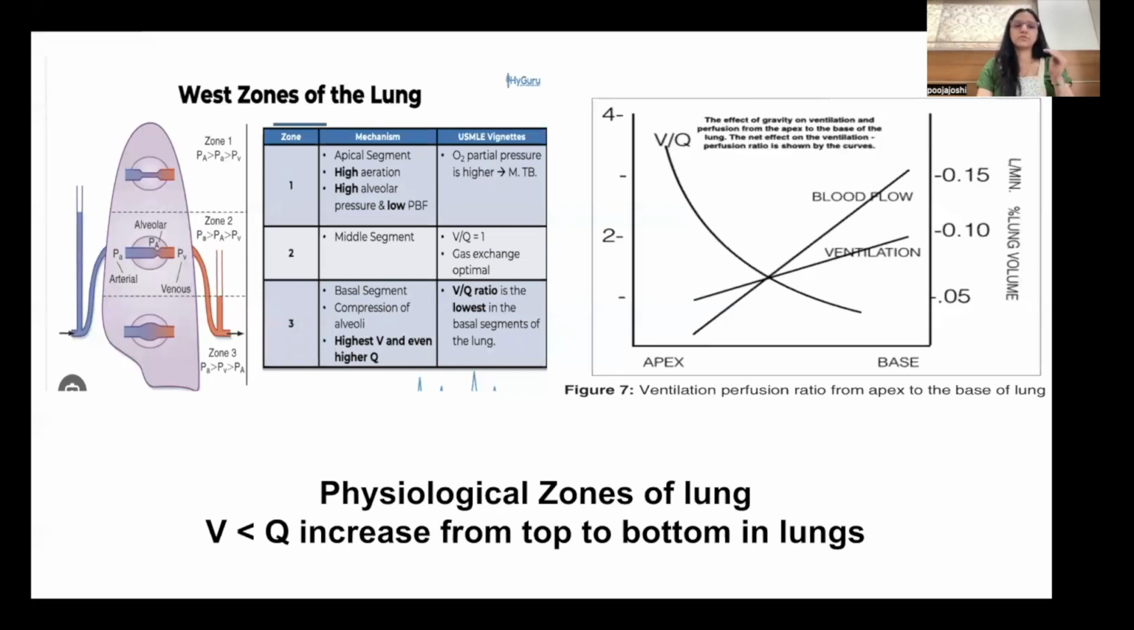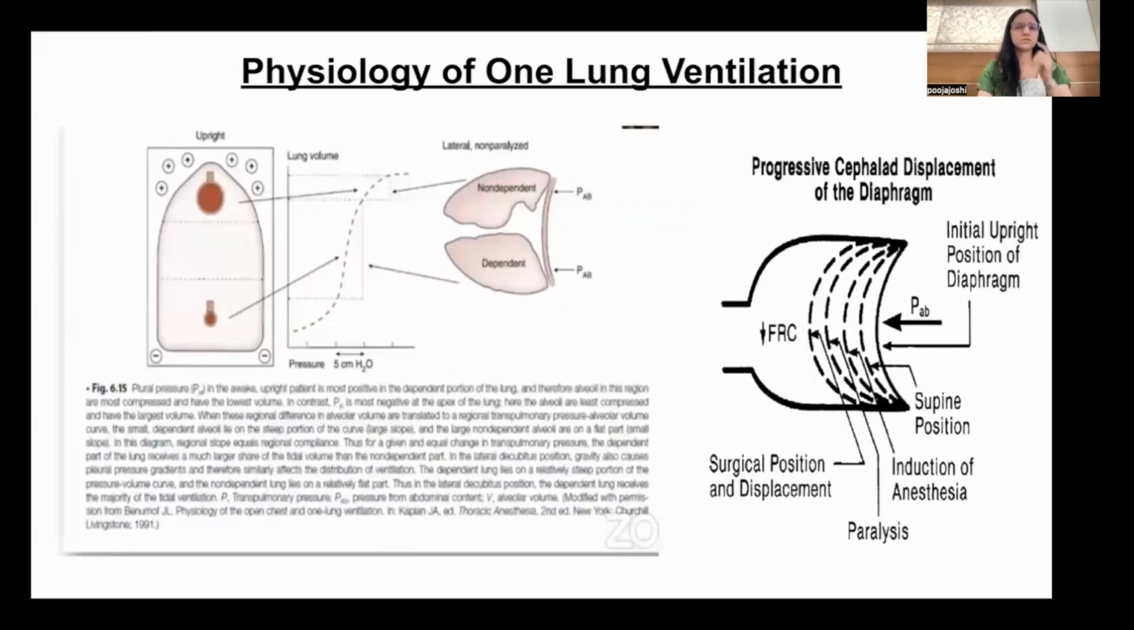Ventilation and perfusion both increase as we go from top to bottom of the lungs, but perfusion increases more as compared to ventilation. While considering the physiology of one lung ventilation, in a normal upright individual, the apical portion of the lung is on the flatter part of the compliance curve, while the basal part of the lung is on the steep part of the compliance curve, showing it is more compliant.